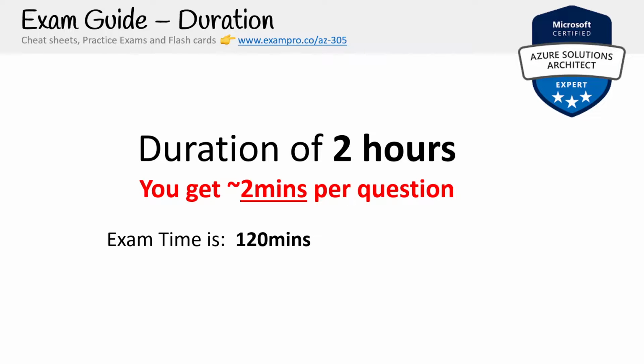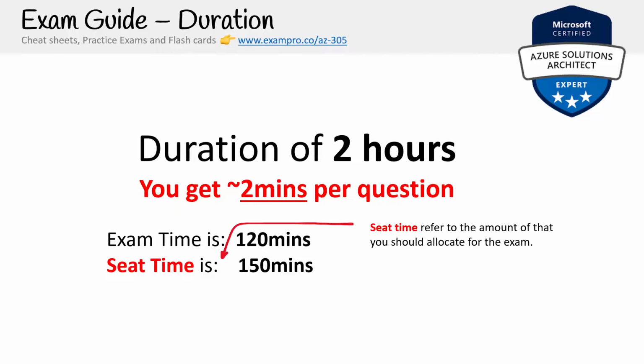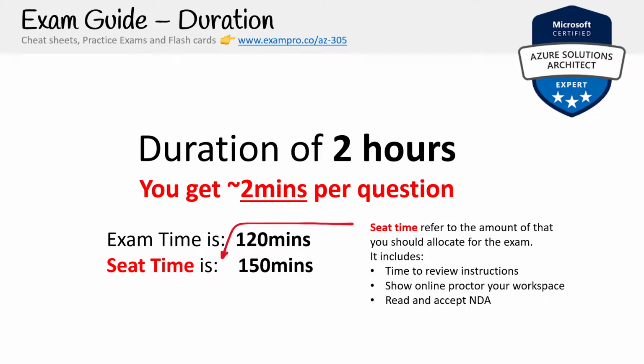So we're looking at an exam time of 120 minutes, but your seat time is 150 minutes. All we do is add 30 minutes to make the seat time. The seat time refers to the amount that you should allocate for the exam. This includes time to review instructions, show the online proctor your workspace, read and accept the NDA, complete the exam, and provide feedback at the end of the exam. The reason I include this here is just to remind you that when you are planning this, you have to plan for all of the time, not just the exam, but also the time around the exam.